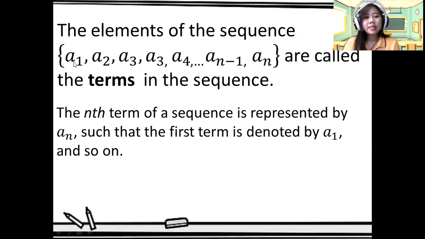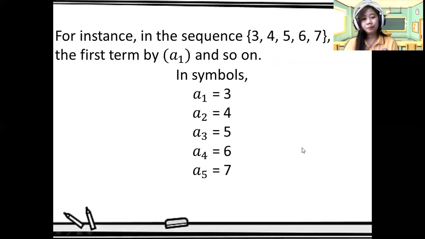As you can see, dito po sa A sub 1, this is the first term, A sub 2 is the second term, A sub 3 is the third term. Ayan, so dapat po ito ay A sub 4, and this is the fourth term po. Ayan, so yun po yung tinatawag nating terms. So, in symbols po, for instance, in the sequence set of numbers 3, 4, 5, 6, 7, 3 is the first term. Again, when we say term, kung pang-ilan po siya sa isang sequence or set. So in symbols, we have A sub 1 is equal to 3, A sub 2 is equal to 4, A sub 3 is equal to 5, A sub 4 is equal to 6, A sub 5 is equal to 7. Okay, nakakasunod pa po?